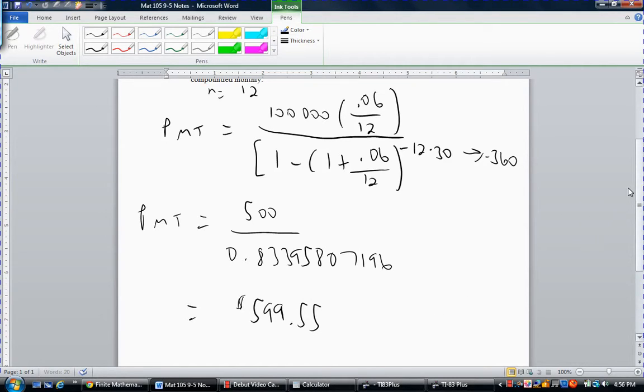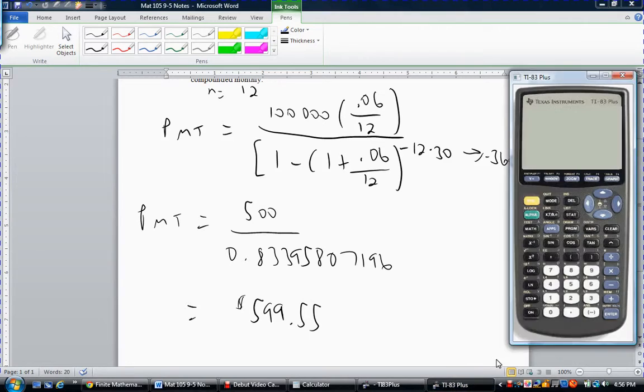Now I'm going to do the same problem again, but this time I'm going to use a graphing calculator. Now in the graphing calculator, it's all about how you type it in. So the first thing I want to do, I want to type in the numerator with its own parentheses. So let's type in parentheses 100,000. And now I like to do times 0.06 divided by 12. And that's all in one parentheses.